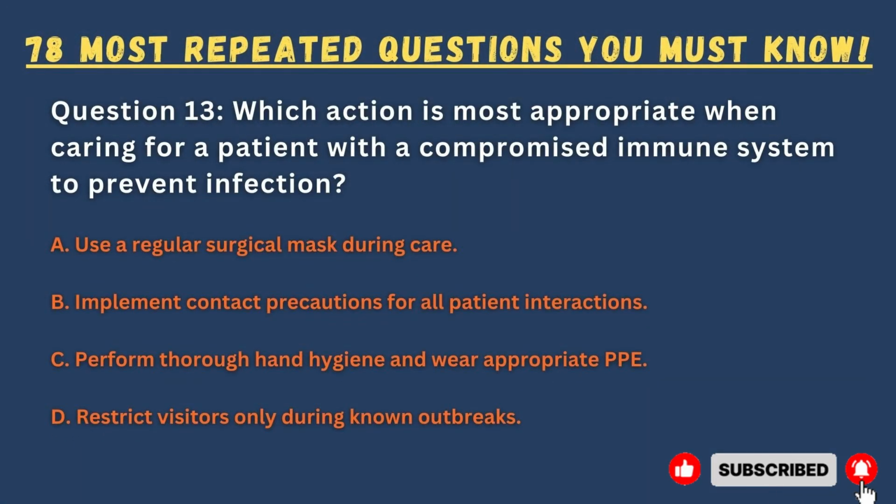Question 13. Which action is most appropriate when caring for a patient with a compromised immune system to prevent infection? A. Use a regular surgical mask during care. B. Implement contact precautions for all patient interactions. C. Perform thorough hand hygiene and wear appropriate PPE. D. Restrict visitors only during known outbreaks.